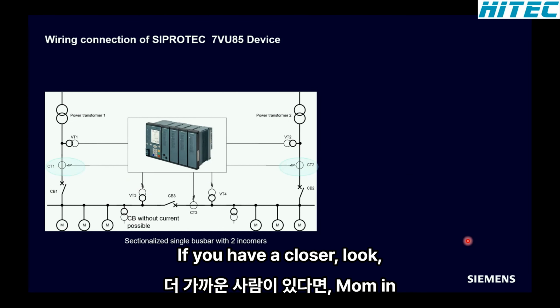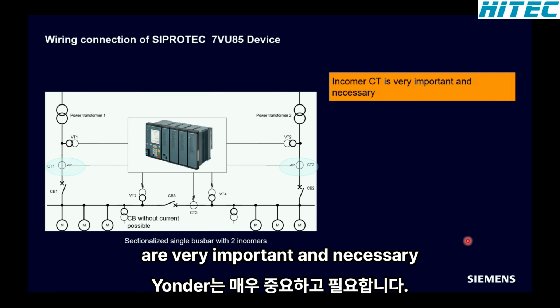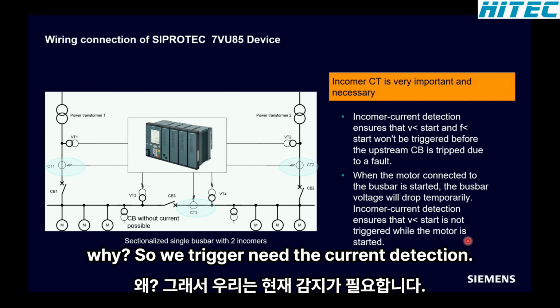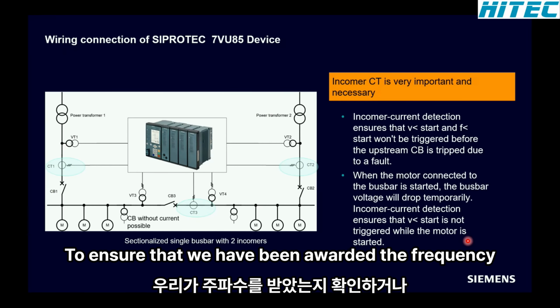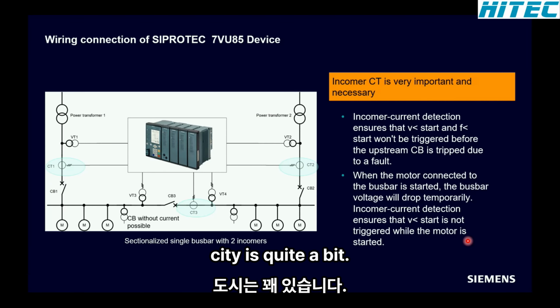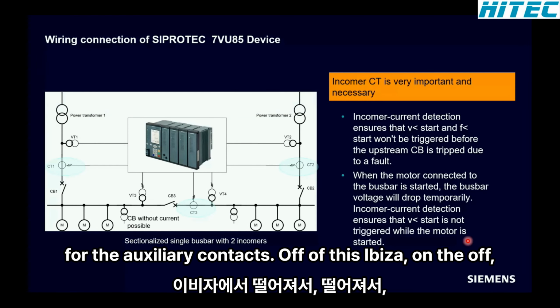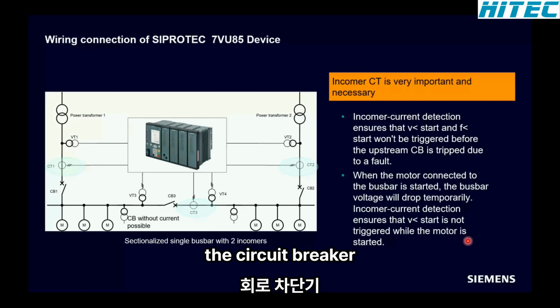And if we have a closer look at the current transformers, the current transformers in the incomer are very important and necessary. Why? We need the current detection to ensure that undervoltage or underfrequency won't be triggered before the upstream CB is tripped by a fault. For example, we also use the current information as an additional criterion for the auxiliary contacts of the CBs, of the circuit breakers.